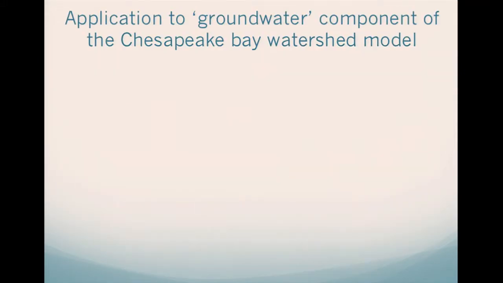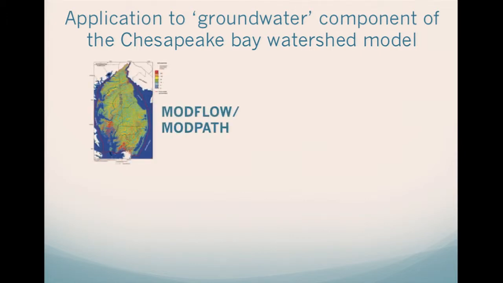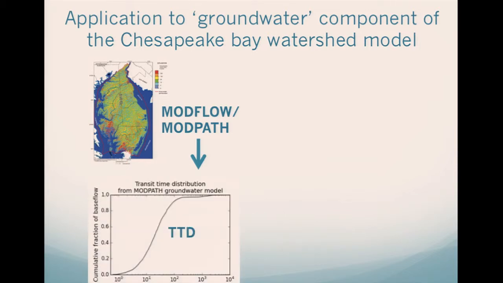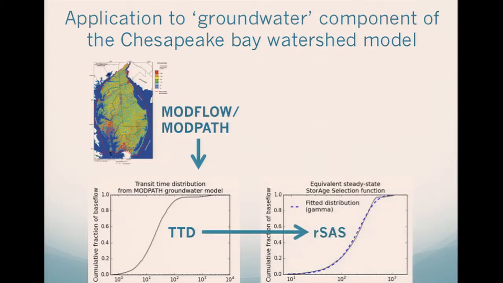So how do we apply that in the Chesapeake Bay? So the idea is therefore to take the output from this MODFLOW, MODPATH model of, say, the Delmarva Peninsula, and for each one of the watershed model sub-watersheds, determine what is the transit time distribution from each of the grid cells in there to the nearest stream. And so we can actually get that transit time distribution. And then under the assumption of the steady state flow, we can convert that into an equivalent rSAS function. So this is the equivalent storage selection function that at steady flow would give you that transit time distribution.